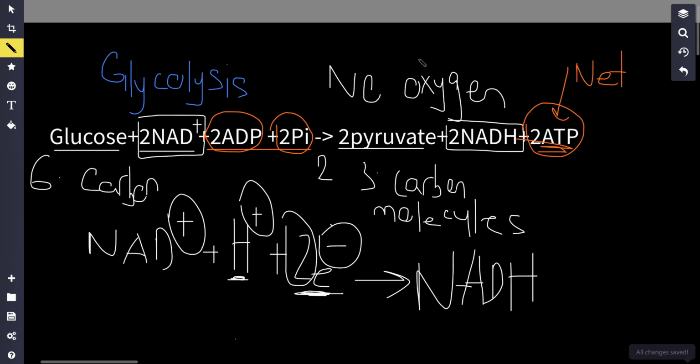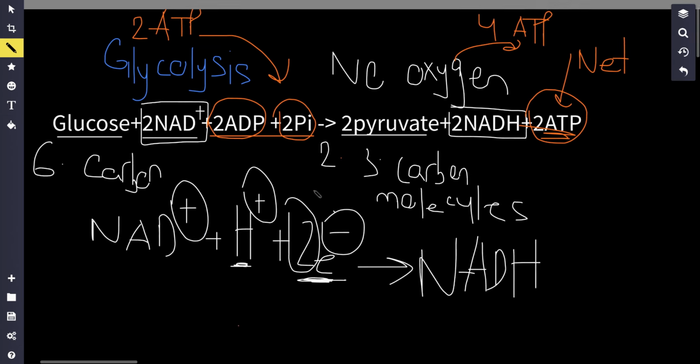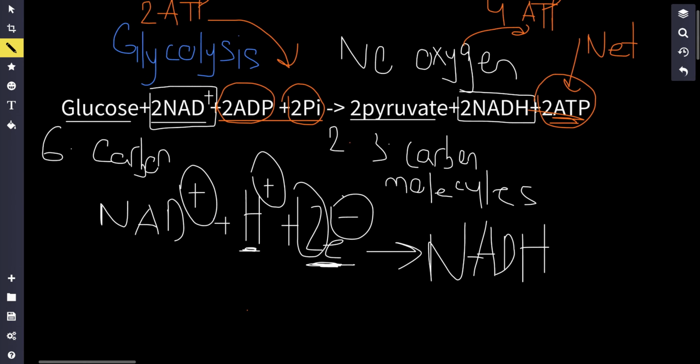Because actually, in order for glycolysis to occur, you're going to have to input 2 ATPs, right? You're going to need 2 ATPs, and you're actually going to get out 4 ATPs. So the net is going to be 2 ATP, okay? Now let's get into the specifics of glycolysis, and let's see how all of this works, okay?